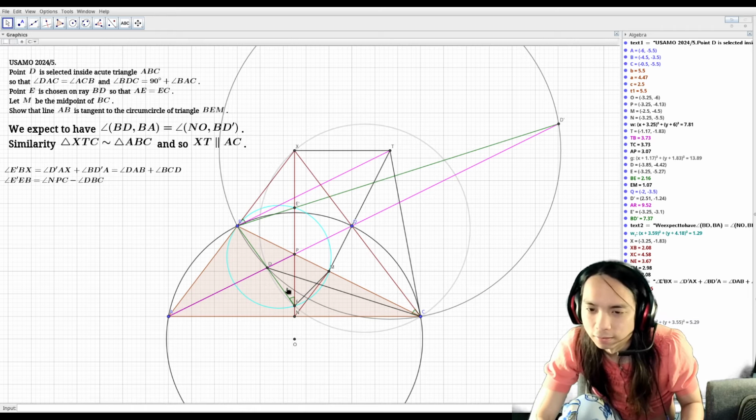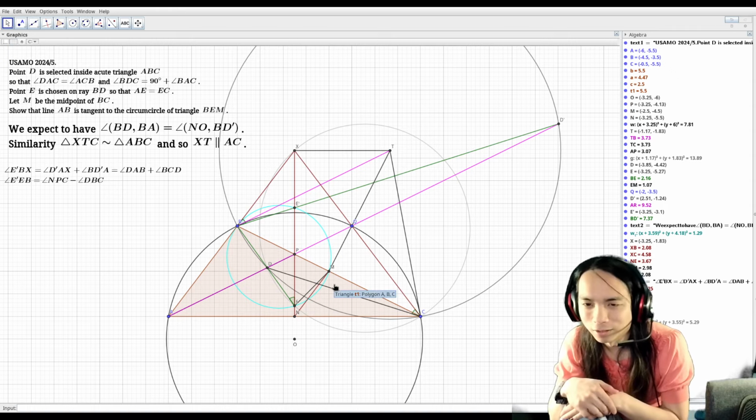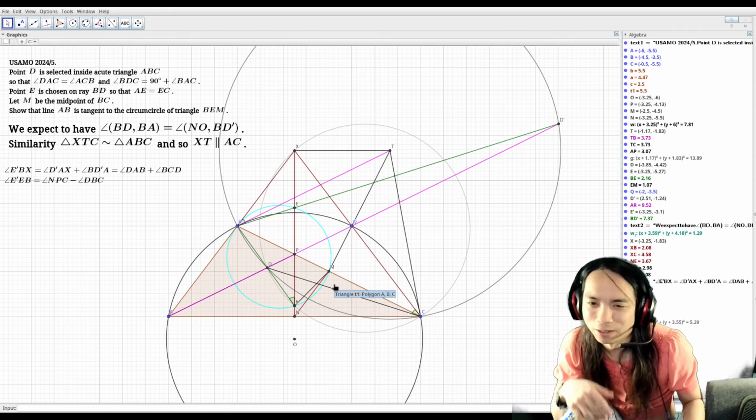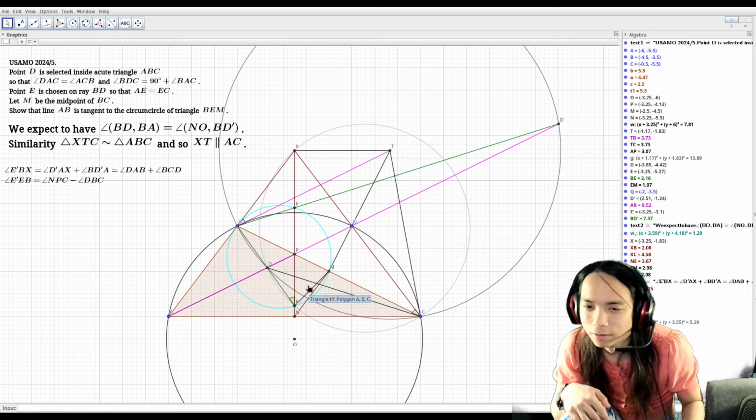But DECX is cyclic, so that also gives these angles. So BEE prime is cyclic. BEE prime has BA tangent. But now that we're here, we're trying to get after the angle at M. And now I have leverage, right? Because I have this point E prime.